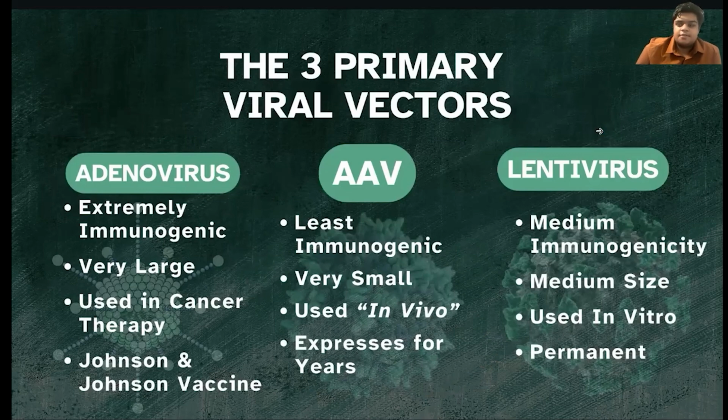So if you can just put genetic information inside of a virus, how do you choose which virus you want to put it inside of? Well, there are three main ones at play: adenovirus, adeno-associated virus, AAV, and lentivirus. Each of them have their pros and cons.